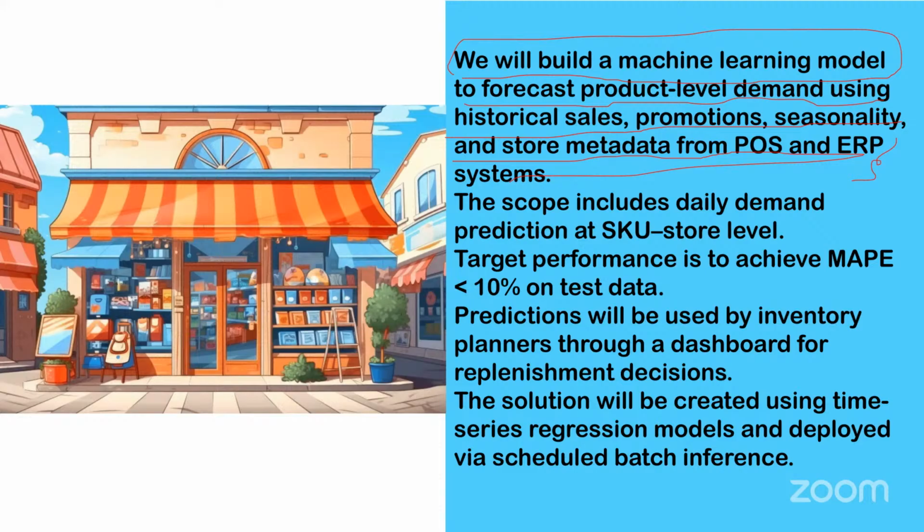The scope includes daily demand prediction, say, at SKU store level, right? It is again related to the scope details. And target performance on the test data. So here we are specifying that whatever performance we are achieving is with the test data, right? And predictions will be used by inventory planners through a dashboard for replenishment decisions.